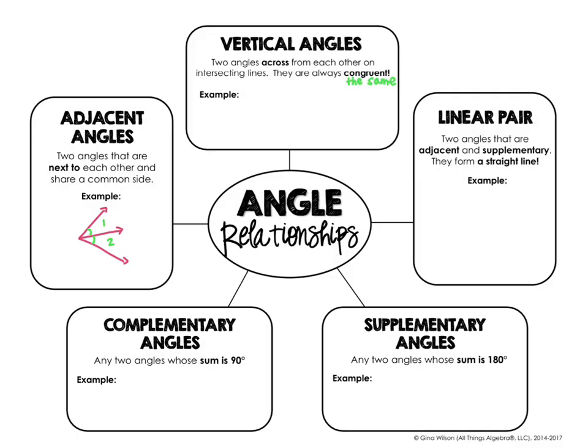Okay, so two angles across from each other, what does that look like? Well, that looks like if we have intersecting lines like this, or at some other varying degree, we will have angle 1, angle 2, angle 3, and angle 4. Angles 1 and 2 will be congruent, and angles 3 and 4 will be congruent. So they are across from each other. That means the measure of angle 3 is going to be exactly the same as the measure of angle 4, and the measure of angle 1 is going to be exactly the same as the measure of angle 2.